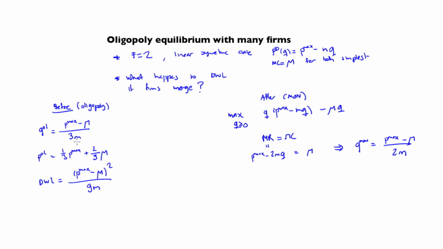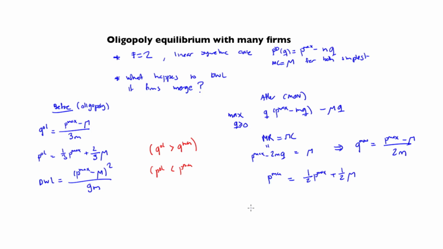So we already get the first insight when we compare: the total quantity of the oligopoly is 2/3 of (P max minus mu) divided by m, which is greater than the quantity of the monopoly. So notice that the quantity of the oligopoly is greater than the quantity of the monopolist. We can also easily compute the price by substituting back in the inverse demand function. The price of the monopolist is equal to 1/2 of P max plus 1/2 of mu. So not surprisingly, given that the quantity of the monopolist is less, the price of the monopolist is greater than the price in the oligopoly case.